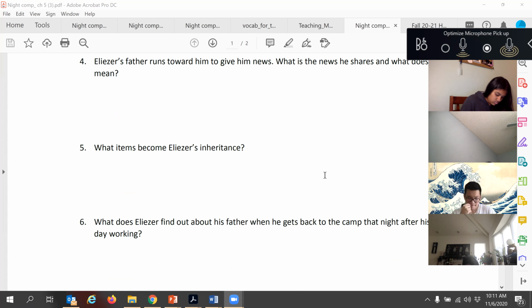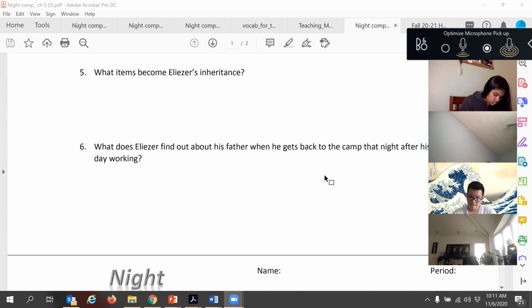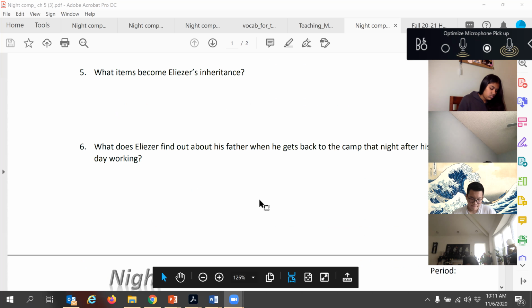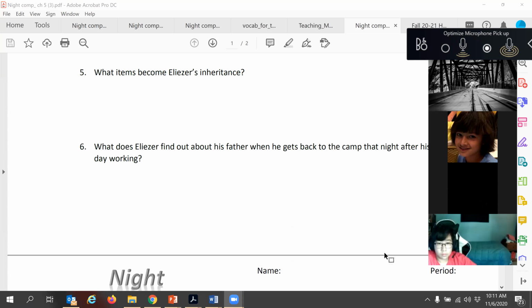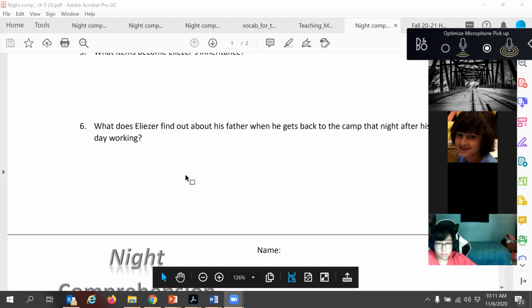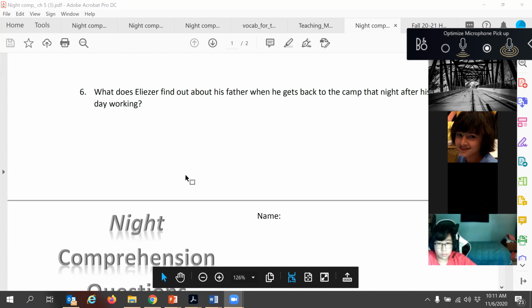And number six, what does Eliezer find out about his father when he gets back to the camp that night? So let's hear from Jessica. Jessica, what does he find out? I said he finds out that his father was not selected and he was still alive. Very good. He finds out his dad was not selected and he is still alive.